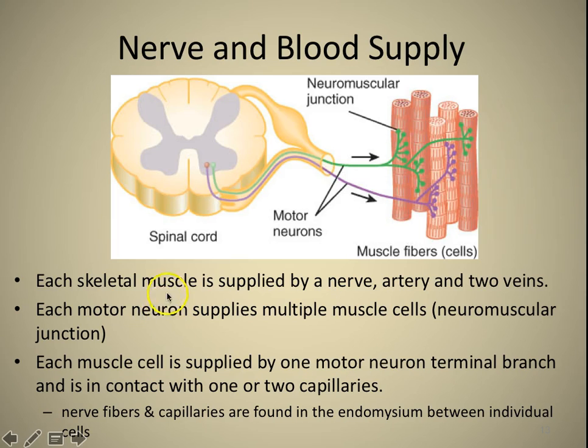Okay. Right. So each skeletal muscle will have a nerve, artery, and at least 2 veins. The neurons, the nerves that are supplying the muscle cells, will supply several muscle cells, so they don't just supply one. Here you can see these motor neurons. Here's this green one. It's supplying those 3 muscle cells, and this purple one is supplying those 2. Where the muscle and the nerve meet, that junction, that union, we don't call it a joint because it's not bone, but we call that a neuromuscular junction.